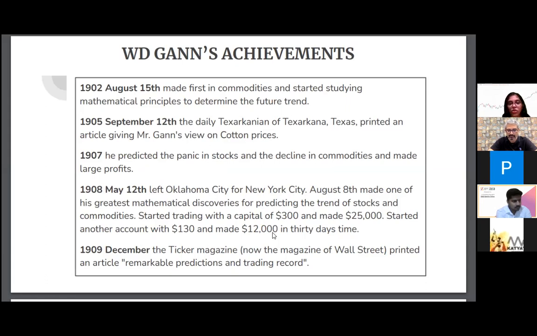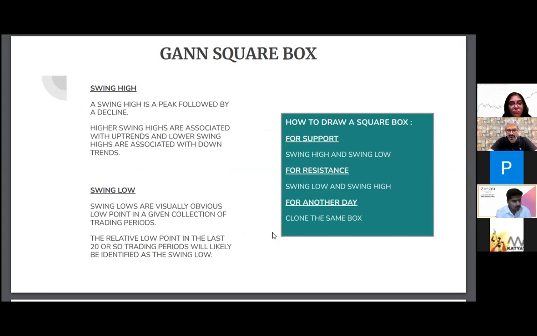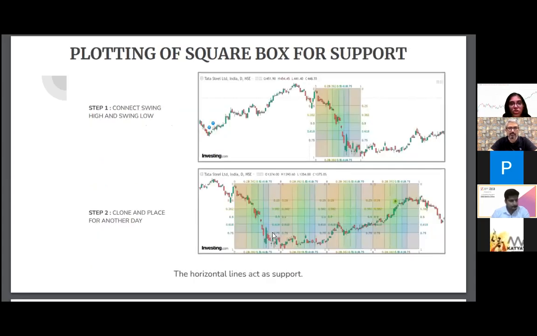Starting with the first tool, which is Gann's square box, there are a few important things to note before moving forward. First, a swing high is a peak followed by a decline. So basically, the high point. Whereas a swing low is a visually obvious low point in a given collection of trading periods. So basically, the very low point in a given period. So for Gann square box, what we need to do for finding support here is connect the swing high and the swing low with the square box and clone and place them next to each other. These horizontal lines will then act as support, as shown here.